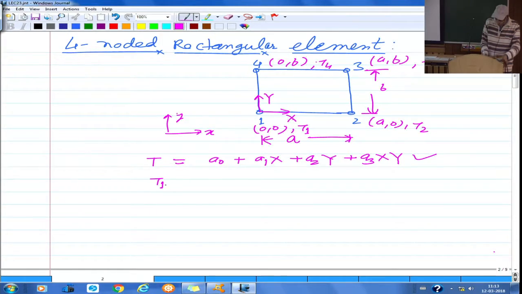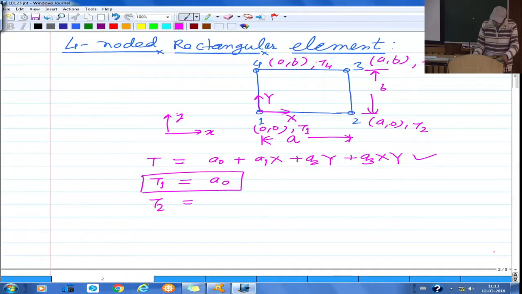So here we know that T1 is the value of T at the first node, that is capital X equal to 0, capital Y equal to 0. So you get this as A0, so this is T1 because other terms are 0. Then if you look at T2, which is the value of T at node 2 where x is capital A and y is 0, you get this as A0 plus A1 into A, and the other two terms would be 0. So again here you can say that A1 would be T2 minus T1, because A0 is already T1, divided by A.